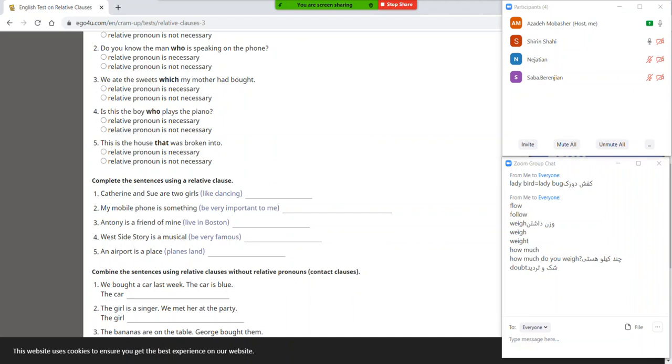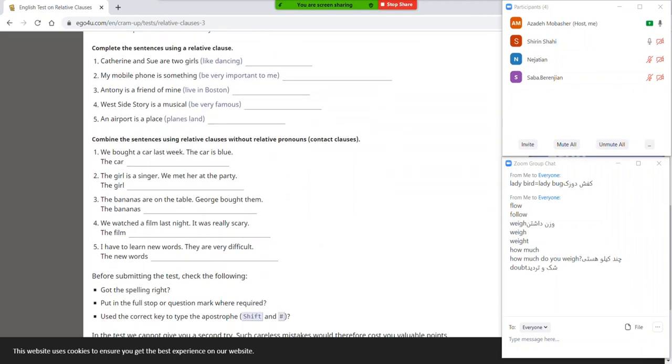This is the house that was broken into. They go into the house by force. Yes, very good. So is this active or passive? Was broken is passive. And what is the active form of this sentence? They broke into the house. Excellent.